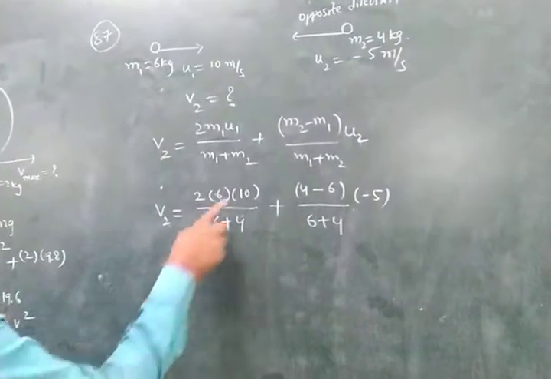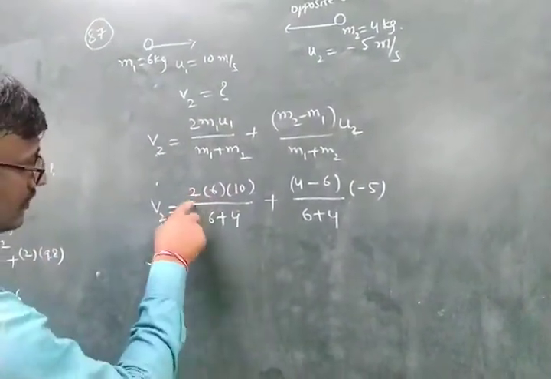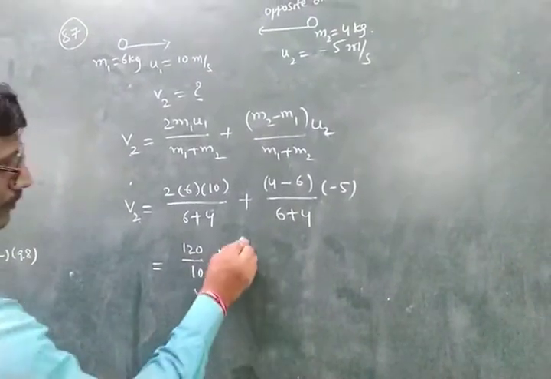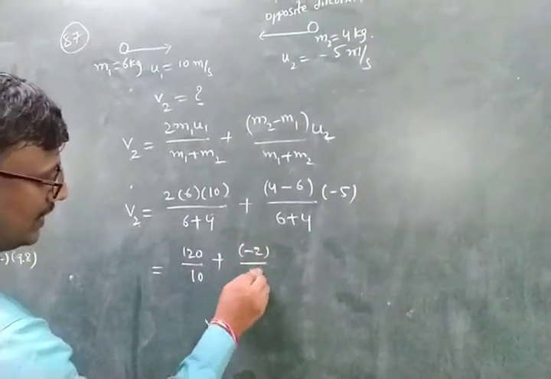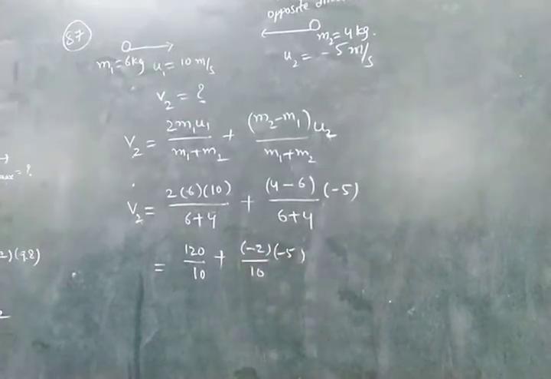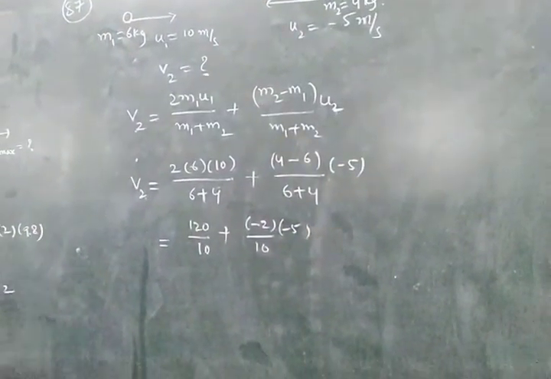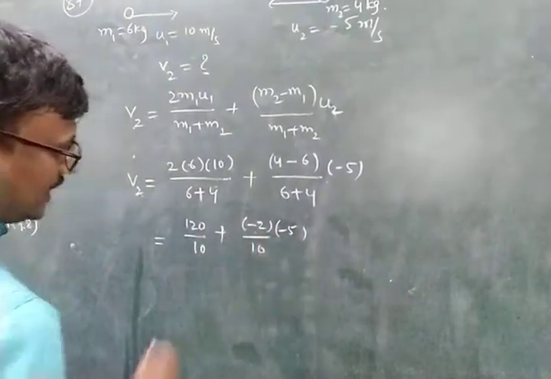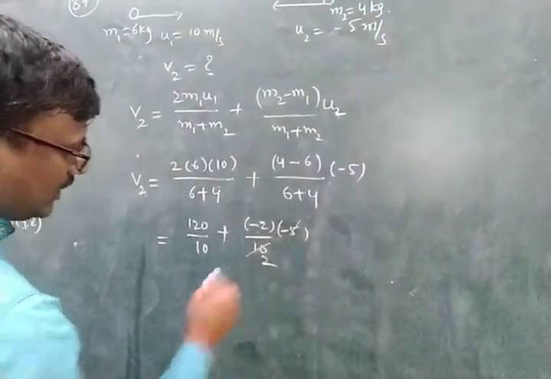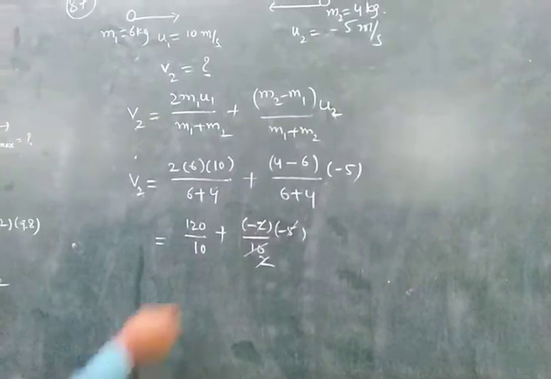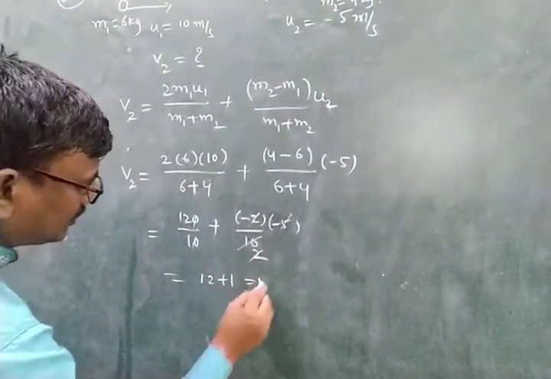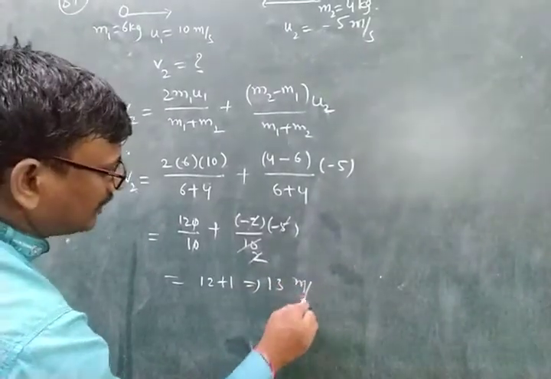Now we can write here 120 by 10 plus minus 2 divided by 10 into minus 5. Then we have to cancel: minus into minus is plus. 5, how many times is there? 2 times. 2 gets cancelled and there is a 12. That is equal to 12 plus 1, that is equal to 13 meter per second.